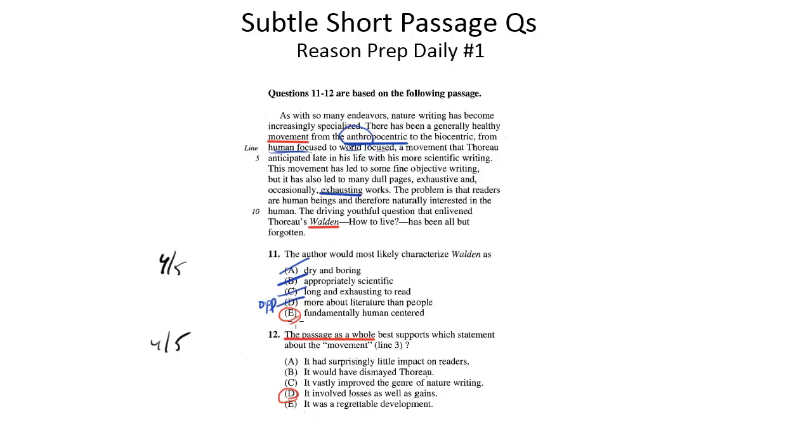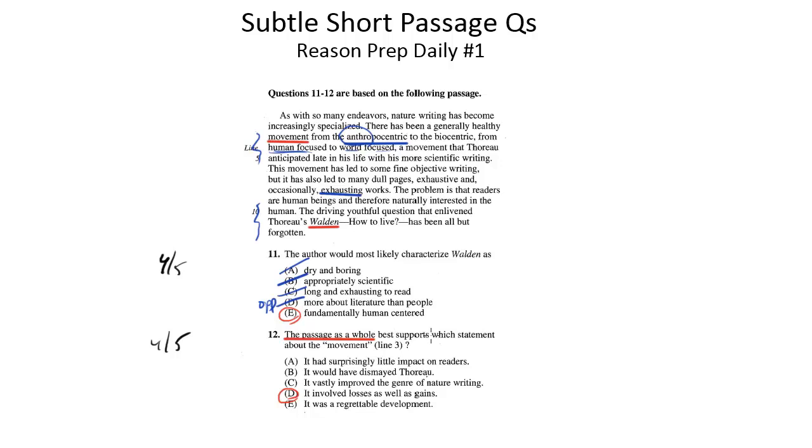And we come to our answer, which is E, fundamentally human-centered. Absolutely, right? That's the point of this, that Walden and the nature writing that's characterized by what Walden was all about humans. It's anthropocentric. It's the human-focused versus the biocentric, the world-focused. So we can get that from these lines and these beginning lines here, and E is the best answer.